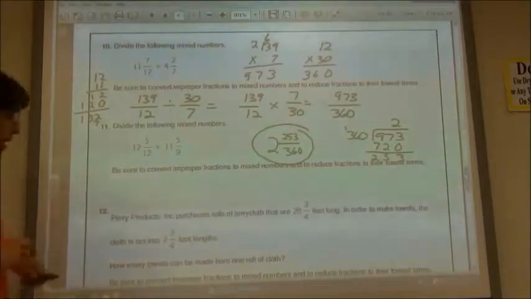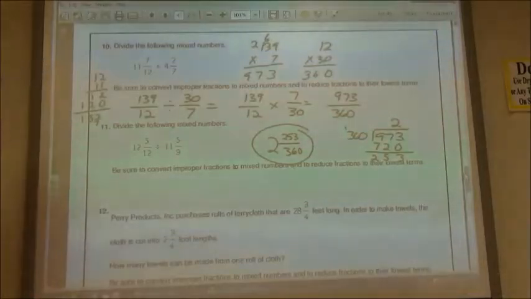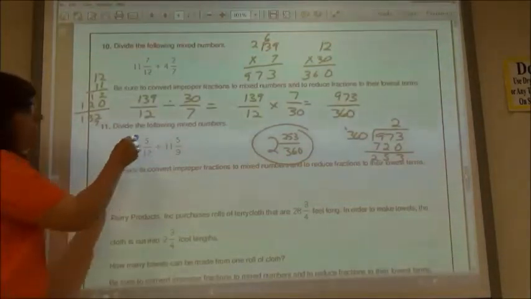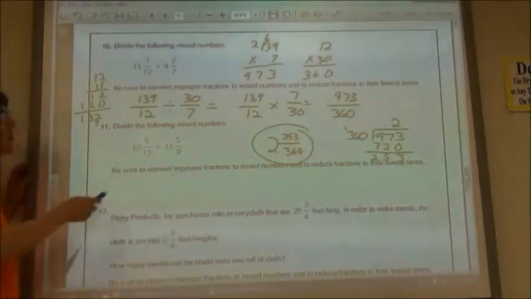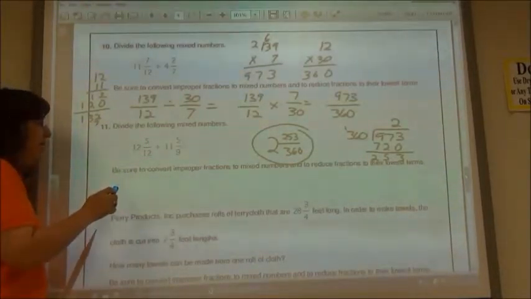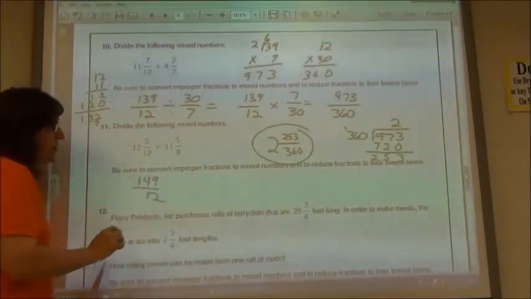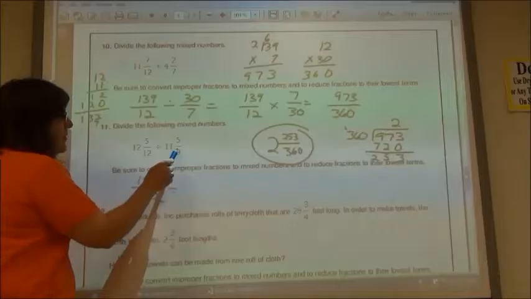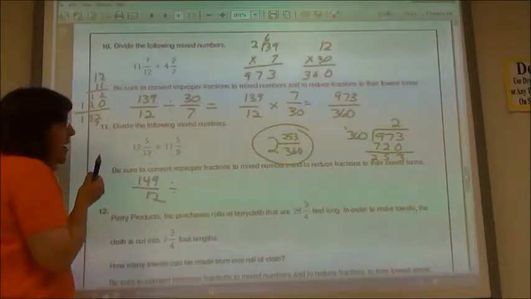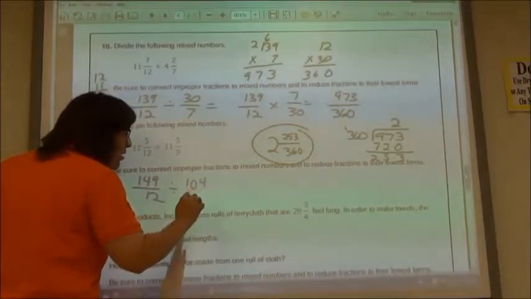Number 11 is the same kind of thing. Since I kind of wrote down on number 11 spot, I'm going to write with a different color. Here, changing that into an improper fraction. 12 times 12 is 144 plus 5. 144 plus 5 would be 149/12. 9 times 11 would be 99, so 99 plus 5 would be 104 over 9.